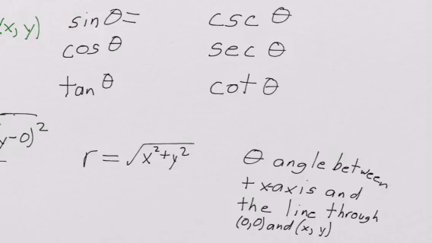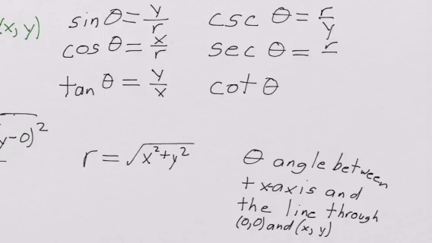Sine is going to be defined as y over r. Then cosine will be x over r. Tangent, y over x. Cosecant is actually defined as the reciprocal of the sine, so that's going to be r over y. Likewise, the secant is the reciprocal of the cosine, so that'll be r over x. Then the cotangent is the reciprocal of the tangent, x over y.